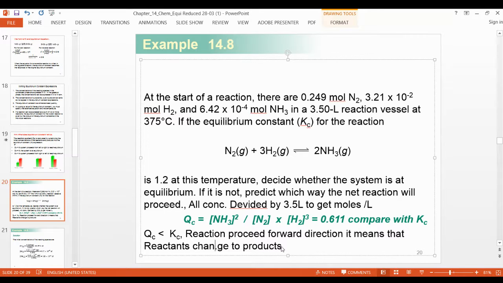Reactant change to product. Any question, please ask me now. If not clear, before doing all this, you have to read the question 2 or 3 times. Then you decide what formula you will use and what the question is asking.